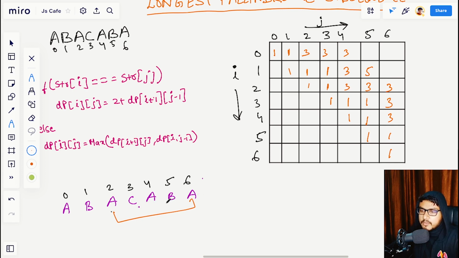It's time to jump to the length 6. So in the length 6 we are going from 0 to 5. A and B are not matching, so here the value would be the maximum of 3 or 5. It is 5. Next we move to length B and A. So B and A are not matching, so the value here would be the maximum of 5 or 3, which is 5 in this case.